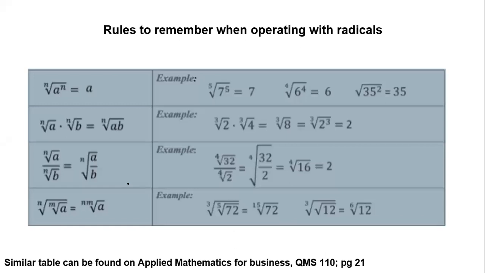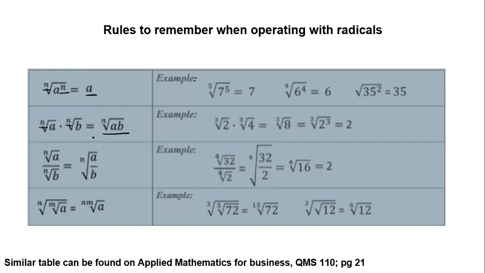Moving on, let's go over the basic rules of radicals. The very first rule shows that if the exponent inside the radical and the order are the same, then we can simplify the radical to get the number inside the radical as your final answer. Moving on to the second rule, if you have two radicals being multiplied by each other with the same index, you can combine the radicals and have a simplified radical with the same index, and the numbers inside are being multiplied by each other.